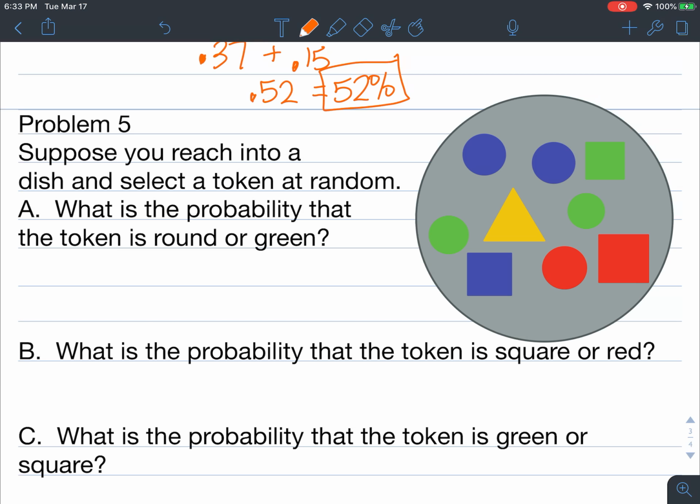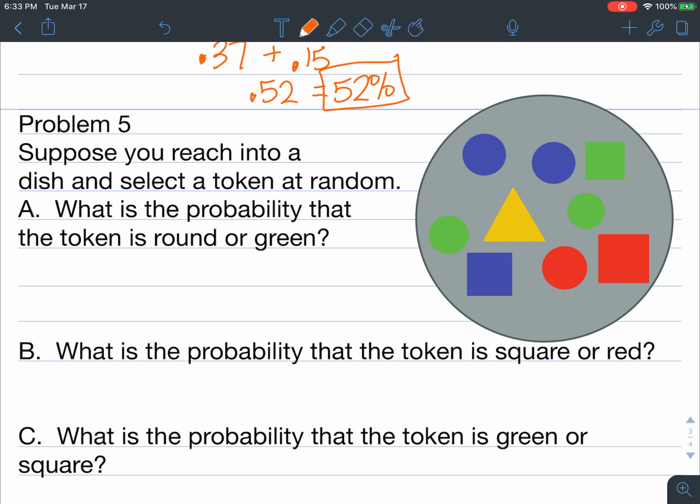Let's look at problem 5. This was my favorite one because I got to draw all these shapes and fill them in. That was exciting. Sometimes it's the little things, you know. Suppose you reach into a dish and select a token at random, so one of these shapes. What is the probability that the token is round or green?